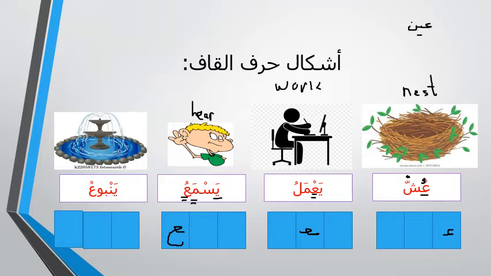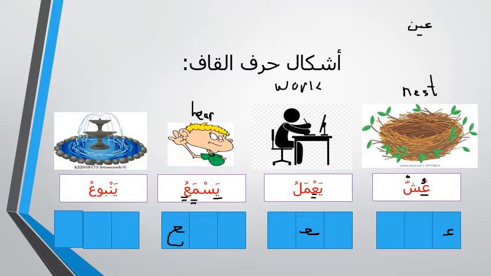Here, what do we see? Let's read this word. Ya-na-bu'a. So this is yan-bu'a. How do we read this word again? Yan-bu'a. Where is the letter A here? Is it at the beginning, middle, or end? Where do we find the form of letter A here? So it's at the end.